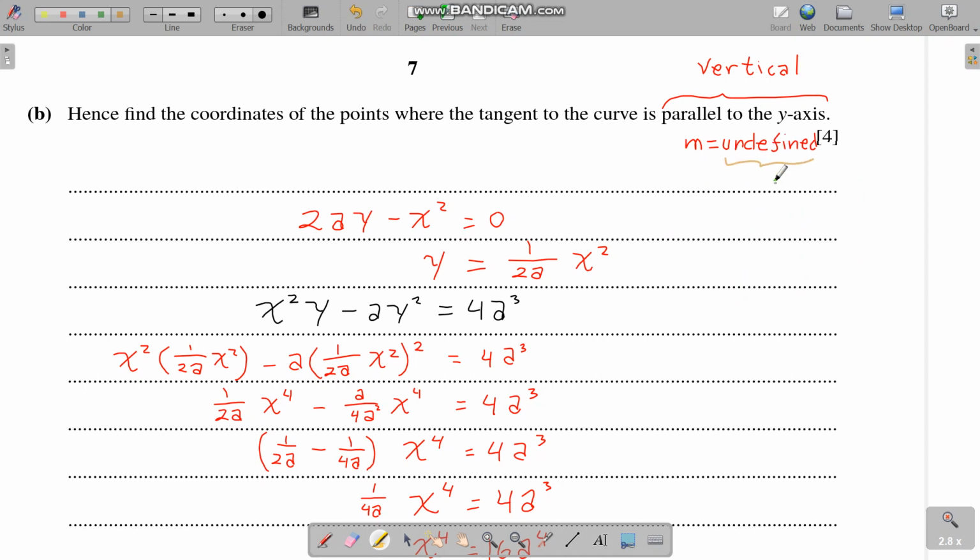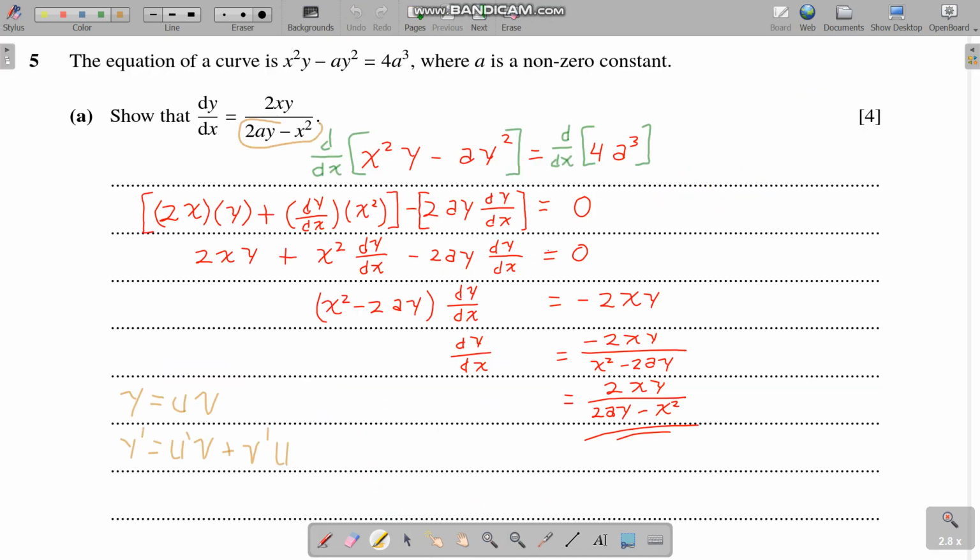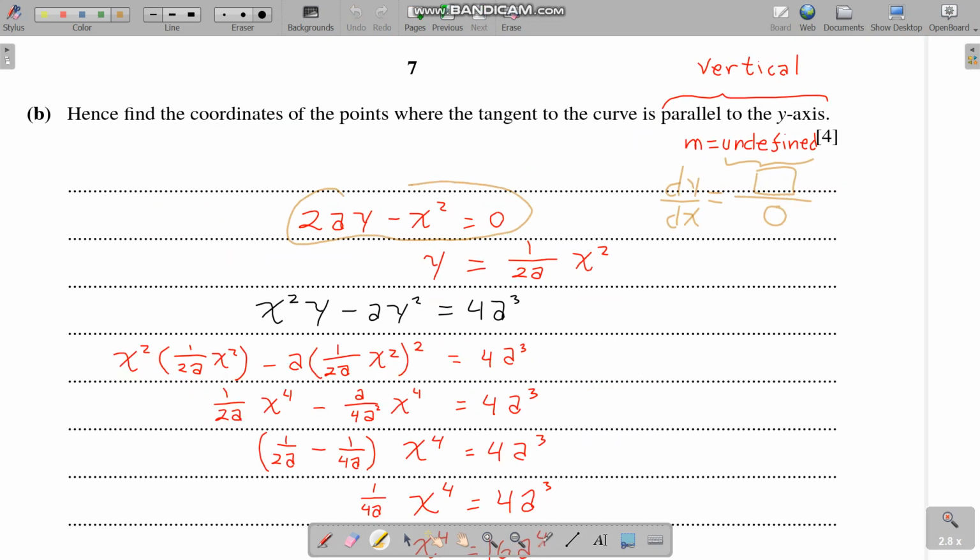So undefined, of course, means something divided by 0. That's how the gradient can be undefined. And gradient is basically dy/dx. So what we need to find is when dy/dx is undefined, which means when the denominator of dy/dx is 0. Previously we know the denominator is 2ay minus x squared. So we are solving 2ay minus x squared equals 0.